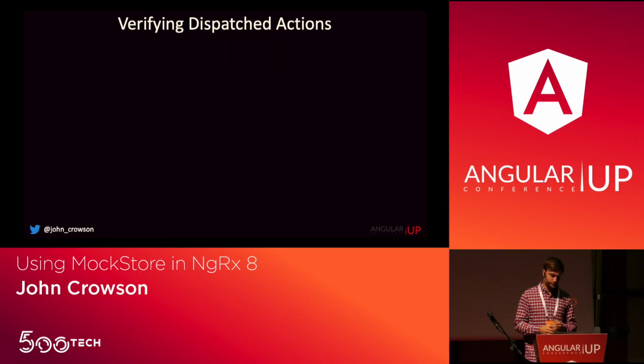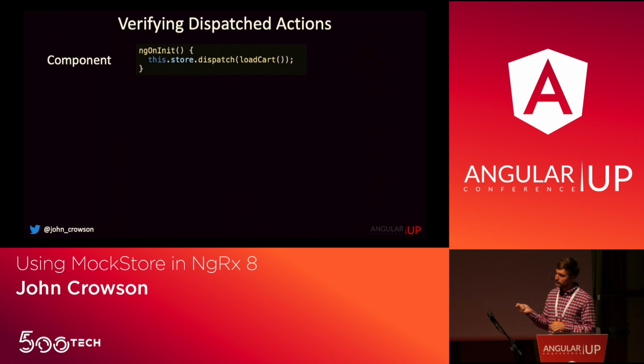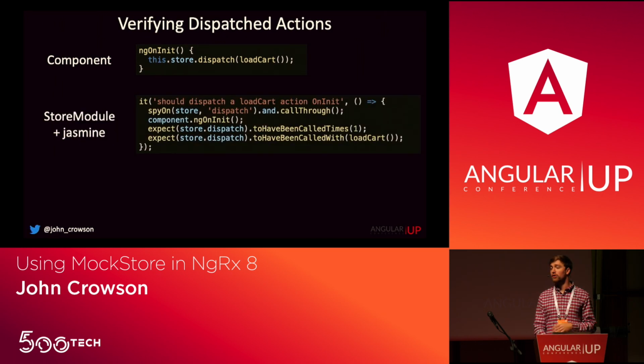So I mentioned at the beginning that we wanted to test the behavior of our component based on a state, but how about verifying dispatched actions? As a reminder, in our component, on init, we are verifying that we're dispatching the load cart action. What I did personally in my test is use Jasmine along with spies, and I essentially just spy on the store's dispatch method and call through it. Then when my component gets initialized, I just verify that the dispatch method was called once, and it was called with the load cart action. And this is an approach I still use.